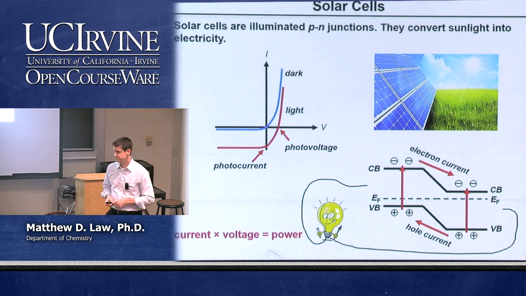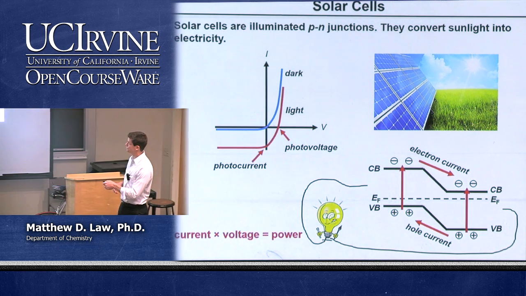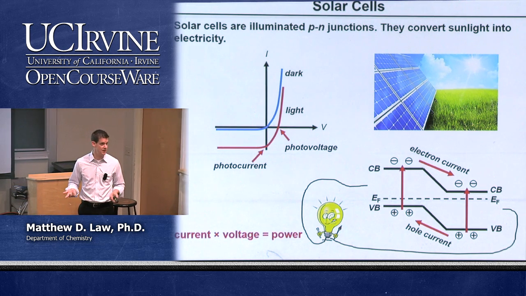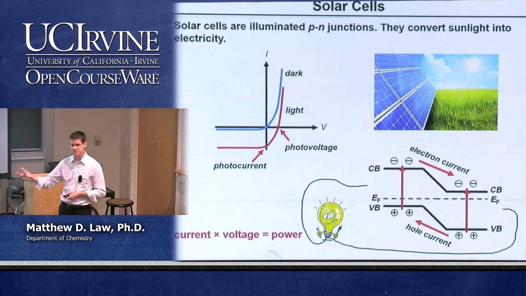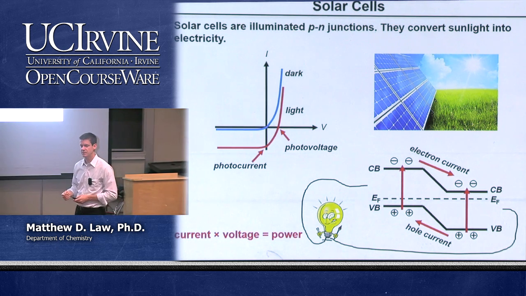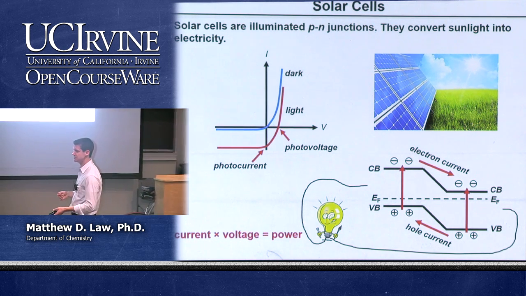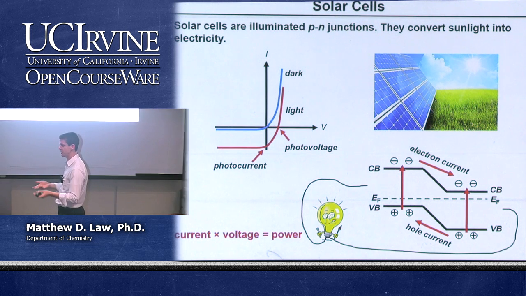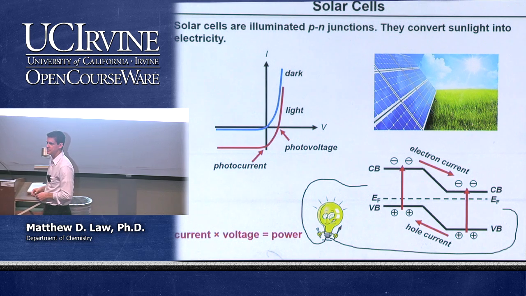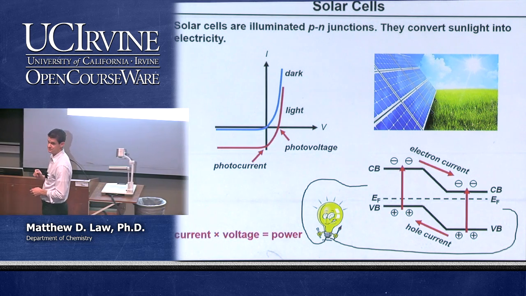Okay? And then the way it's typically done is if you put this on your roof, you usually use AC power for all the stuff in your house. And so you have to take the DC power that's produced by the solar cells and put it through something called an inverter, which inverts the DC to AC electricity. Okay? And then you can use it to power your microwave and TV and everything else. Okay? So that's the basic operation of a solar cell.